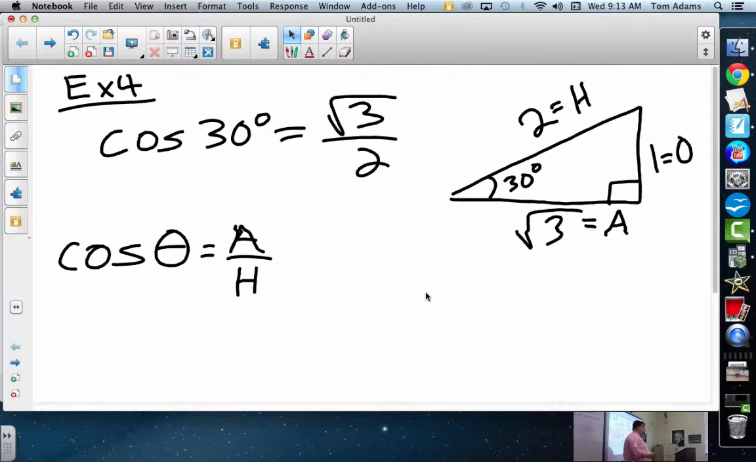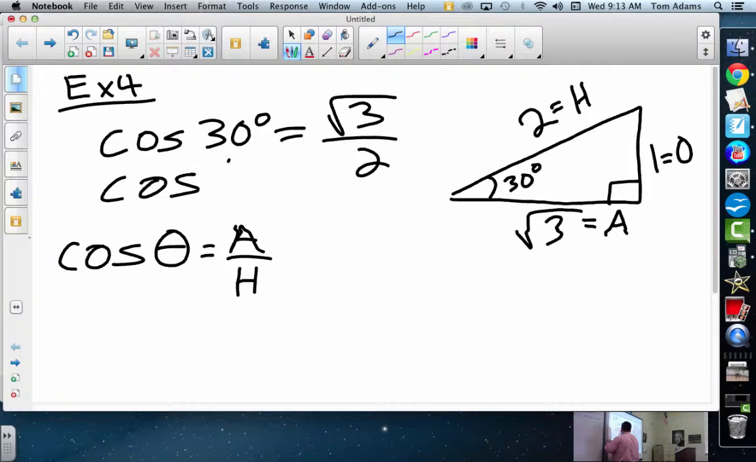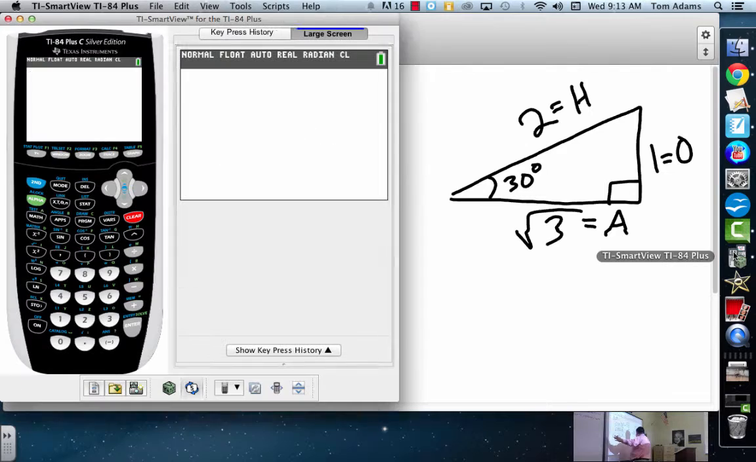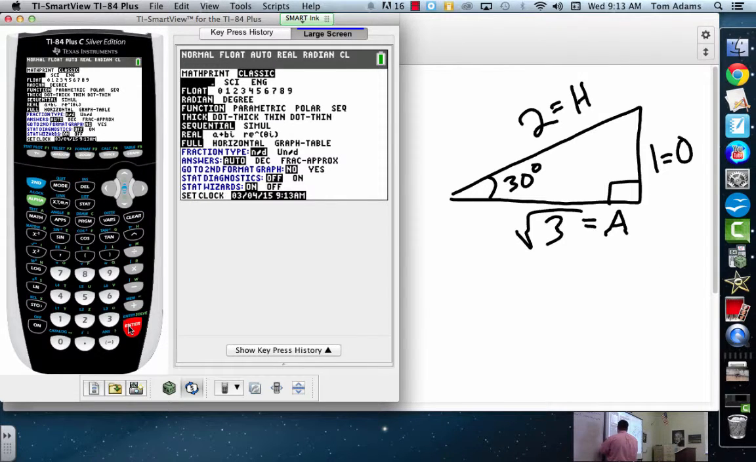45 degrees is 180 divided by 4. So that's pi over 4. 180 divided by 6 is 30 degrees. So this is the same as cosine of pi over 6. And so if we were to do this on our calculator, the first thing we want to do, and it never fails, there's always at least one kid that messes up the whole test because they don't check their mode. So you want to go to mode, and right now I'm in radians.